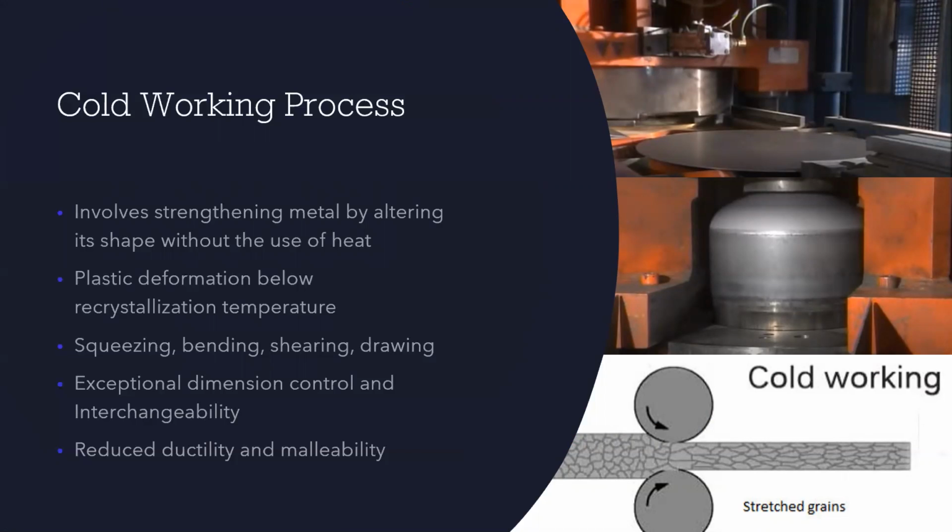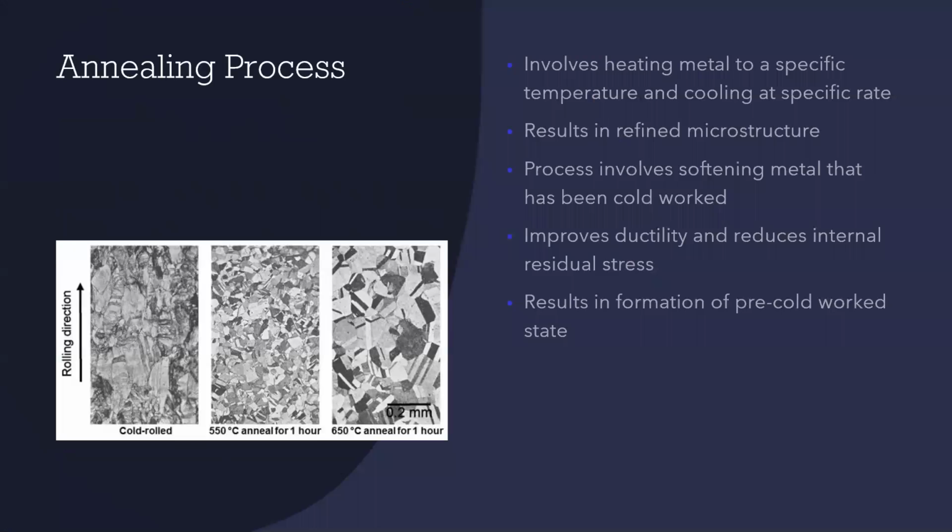An example of cold working would be compressing metal to form propane tanks. Here we can see a round disc that is compressed into a bowl shape to form one half of a propane tank. The next type of heat treatment involves annealing.